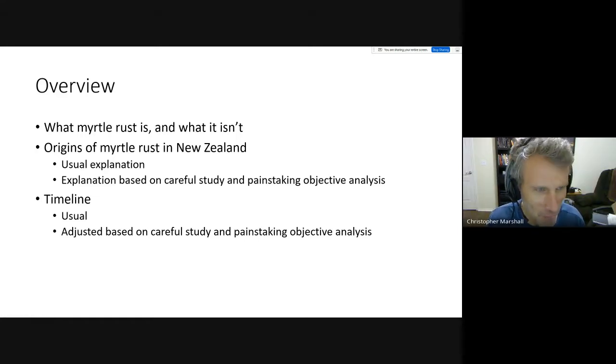So an overview of my presentation. This is what we'll be covering today. What myrtle rust is, and then what it isn't. We're going to talk about the origins of myrtle rust in New Zealand. First, the usual explanation, and then my explanation based on careful study and painstaking objective analysis. And that's going to cause us to take a second look at the usual timeline, and then my adjusted timeline based on careful study and painstaking objective analysis.